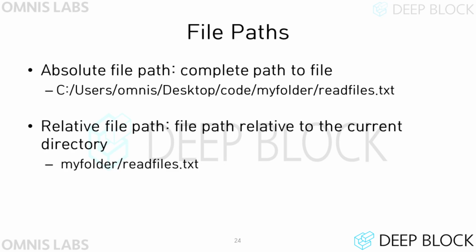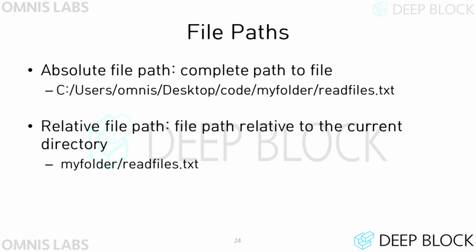There are two types of file paths. An absolute file path is an absolute location on your computer where a file exists. For example, a file existing on a certain drive is saved in a certain location on the drive, and specifying all of these paths can make an absolute file path.